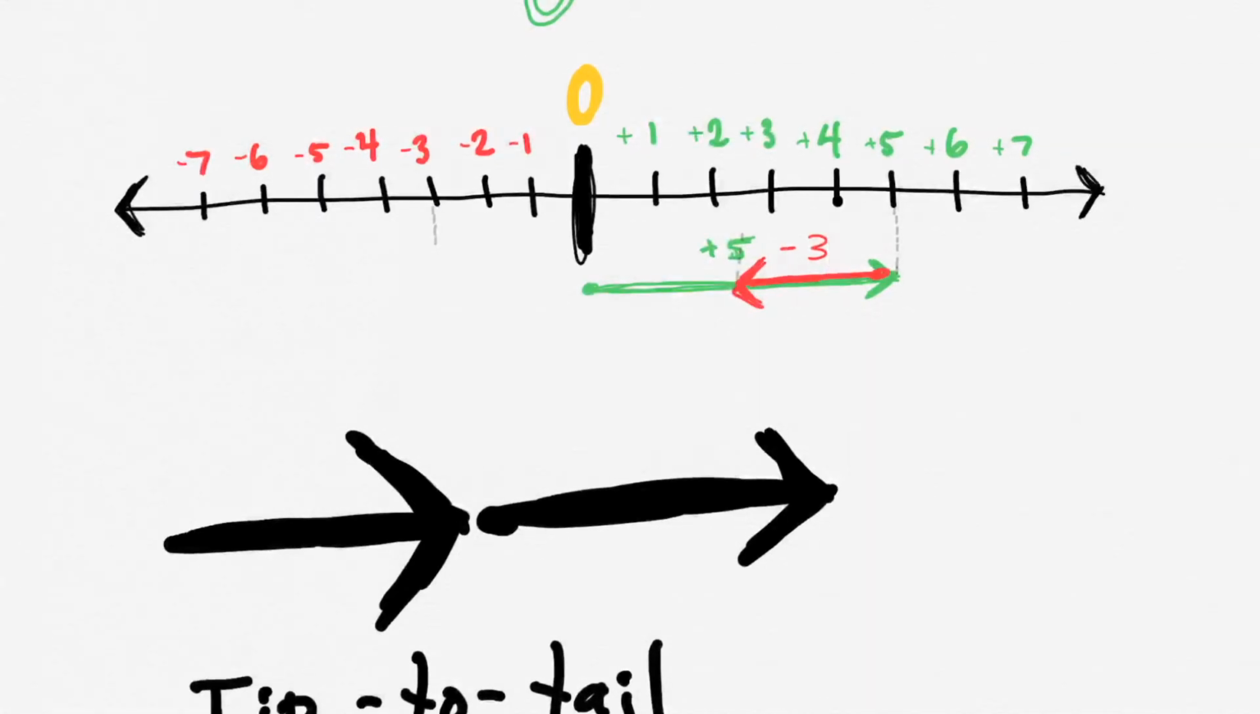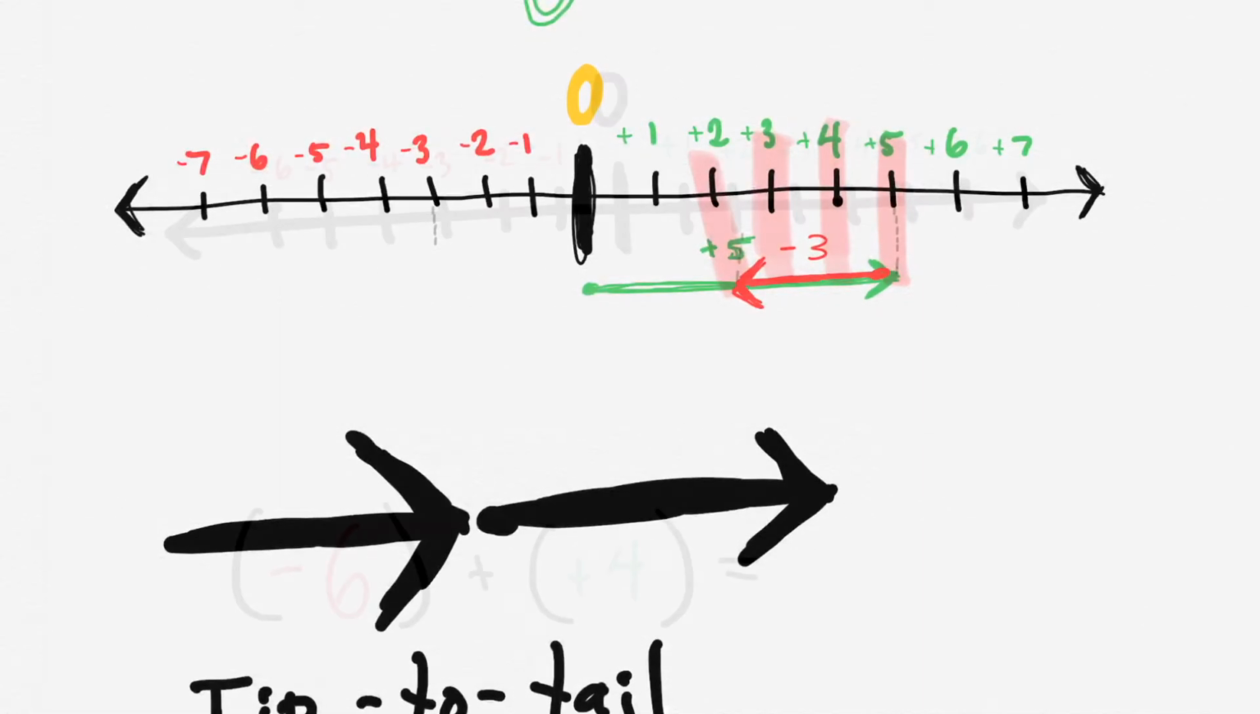So I'll try to do that again with maybe some highlighter. So I go from positive 5, and then I go to the left 3 spaces. So I've got 1, 2, and then 3. So I know it's a little bit out of scale, so you'll have to bear with me here, but that's really what we're doing. We're just combining these arrows tip to tail. So I'm going to do one more example, and hopefully that should help illustrate what we're doing.